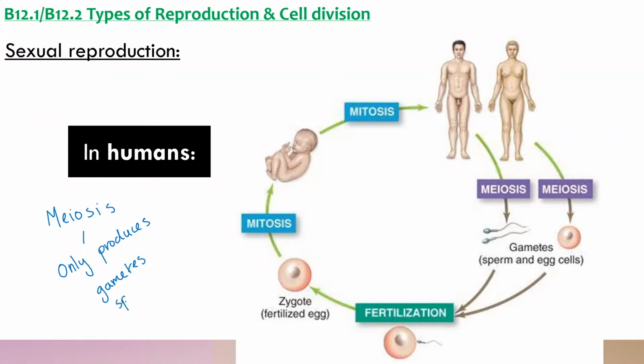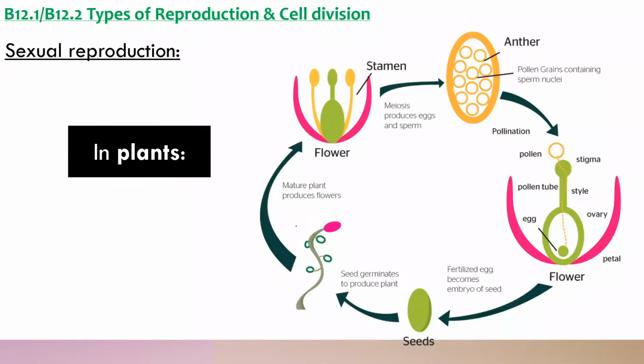Okay, we've got pictures there. Okay, sperm and egg cells. So just this part here, because it's for use of sexual reproduction. Also in plants, and I keep saying that, but plants also undergo meiosis producing eggs and sperm here. Meiosis can produce eggs and sperm also in plants.